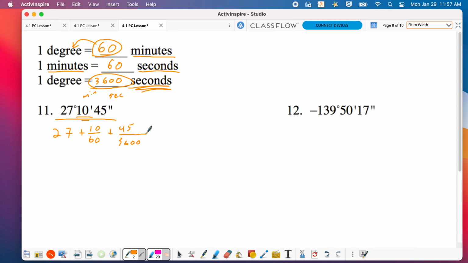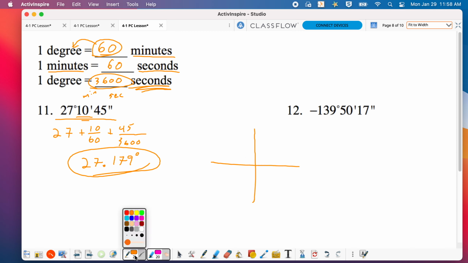Because there are 45 seconds in this angle, and 45 seconds is part of 1 degree, so I do 45 over 3,600. I would go to the calculator, type this in, don't do a pretty fraction, just type it in as it is, and this is going to be 27.179 degrees. So you're going to do your degree plus your minutes over 60 plus your seconds over 3,600. All right, try number 12. Pause the video, get an answer. I'm going to keep going.